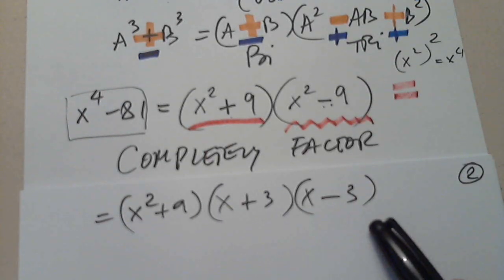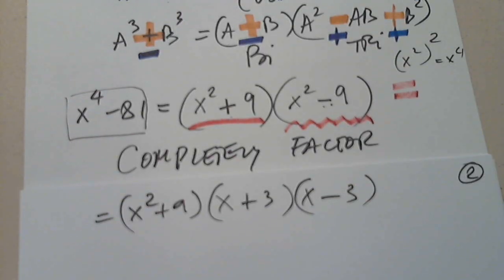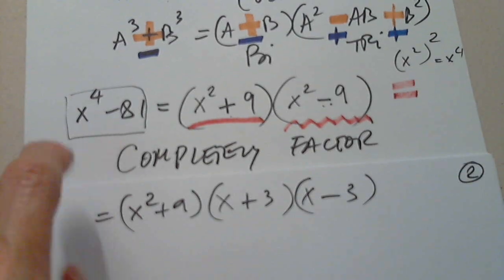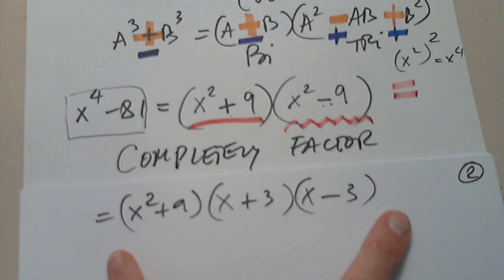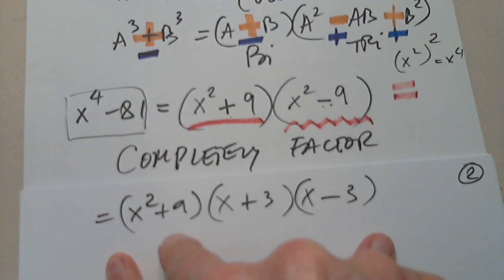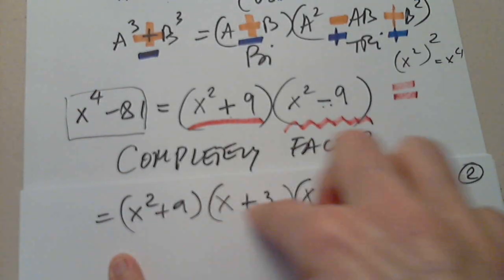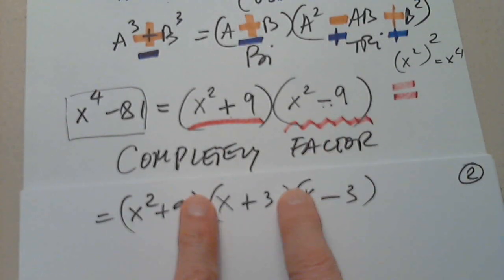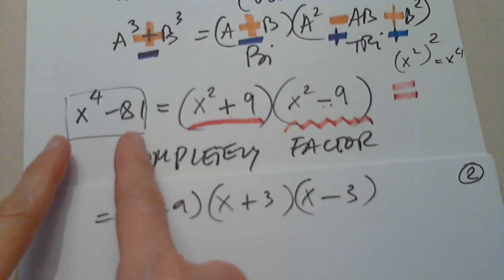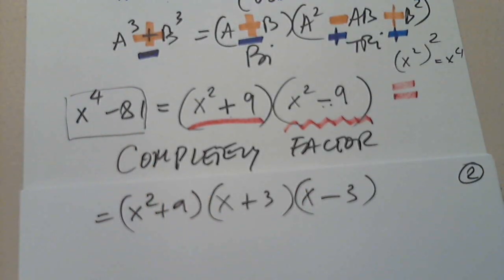And this is completely factored. Do not go back to distribute. No. This was an effort to change it from a sum of two terms, in other words, from a binomial, to a product of three factors. Which three factors? x squared plus 9, x plus 3, and x minus 3. Why are these factors? Because they are multiplied. Why are these terms? Because they are added or subtracted.